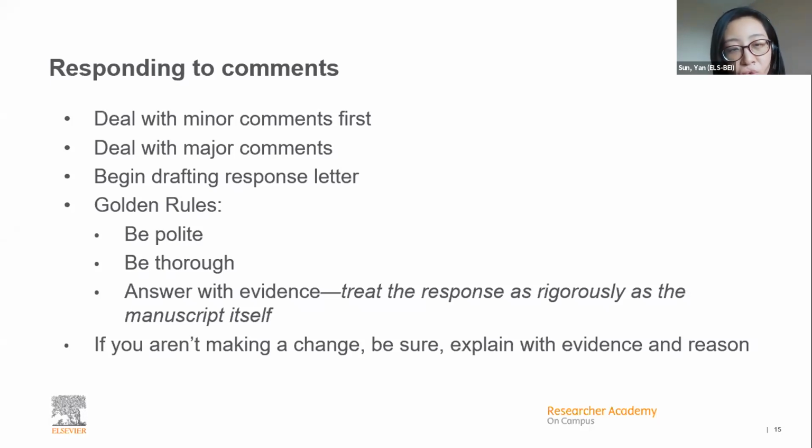If you don't agree with the reviewer or editor and you don't want to make a change, that's fine, but you really need to explain with evidence why you decided to do that, and for the editors to decide and make further decisions on that.